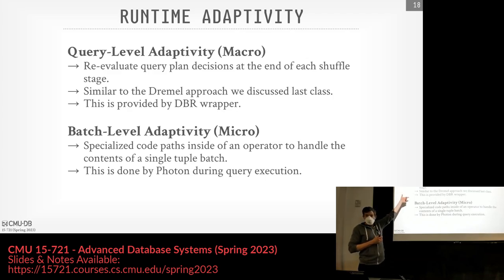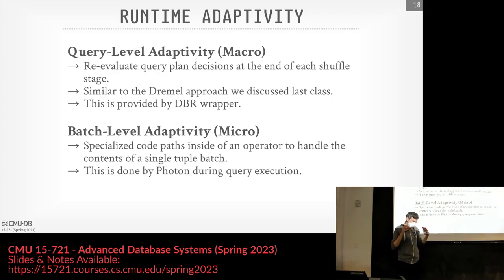This is very similar to the Dremel stuff we talked about before, where the system is recognizing that the shape of the data or the size of the data or the distribution of the data is different than maybe it had anticipated, and it can make some high-level changes to the query plan itself. Again, this is not being done by Photon. This is being done by the higher-level part of Spark, so the Databricks runtime or the Spark runtime.